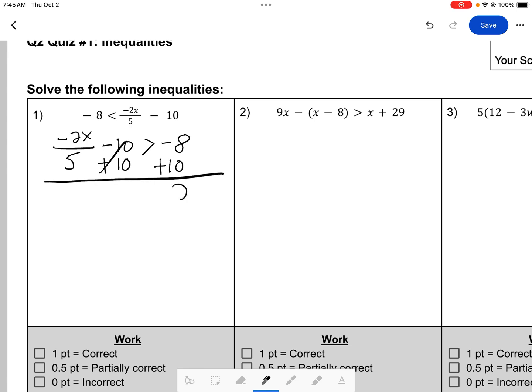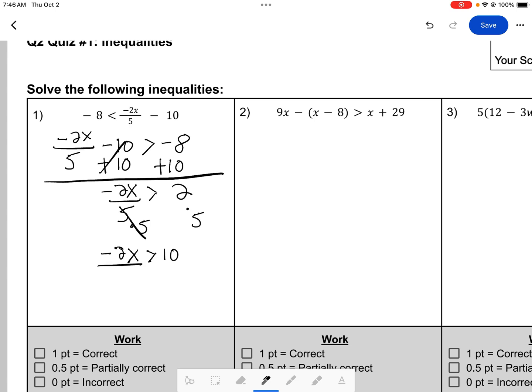Negative 8 plus 10 is 2. Bring down my inequality sign, and bring down the negative 2x over 5. Remember with fractions that fractions are the same as division, and the opposite of division is multiplication. So I'm going to multiply both of these by the denominator here of 5. When I do that, I get negative 2x is greater than 10.